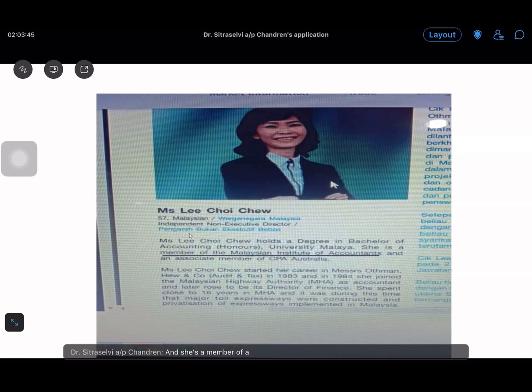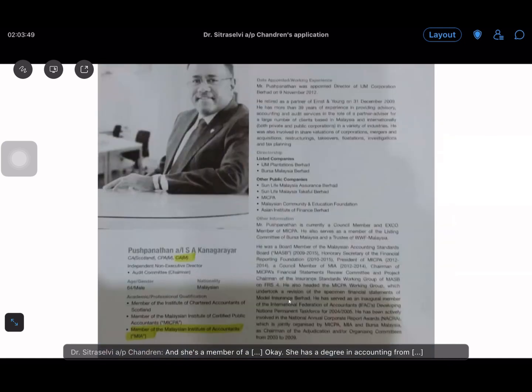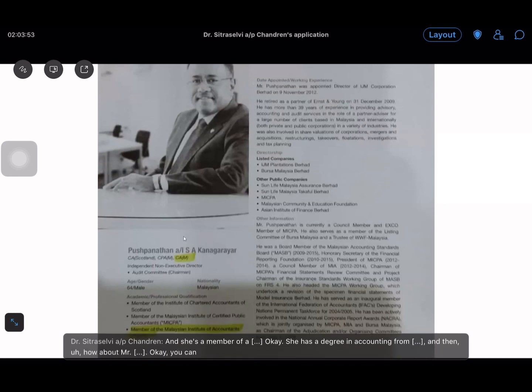She has a degree in accounting from University Malaya. And then how about Mr. Puspanathan? Okay, you can see the CAM there, right? CAM means Chartered Accountant Malaysia, a member of Malaysia Institute of Accountants.